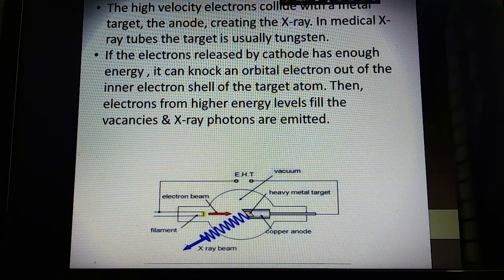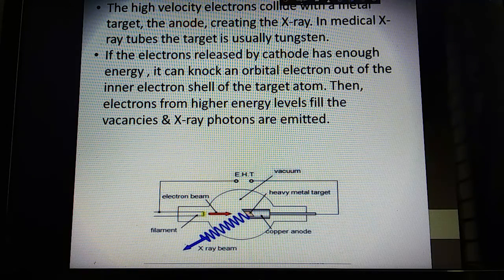to release electrons. So if the electron released by this cathode has enough energy, it can knock an orbital electron out of the inner electron shell of the target atom. What is the target atom? The target atom is the anode. So when an electron just hits an anode, then what happens?